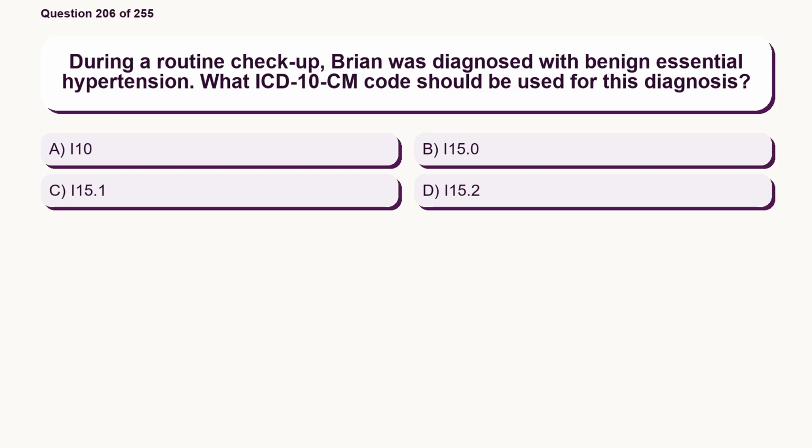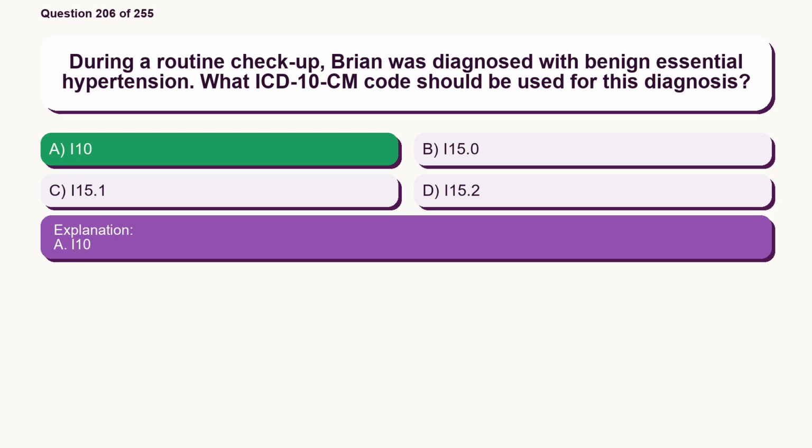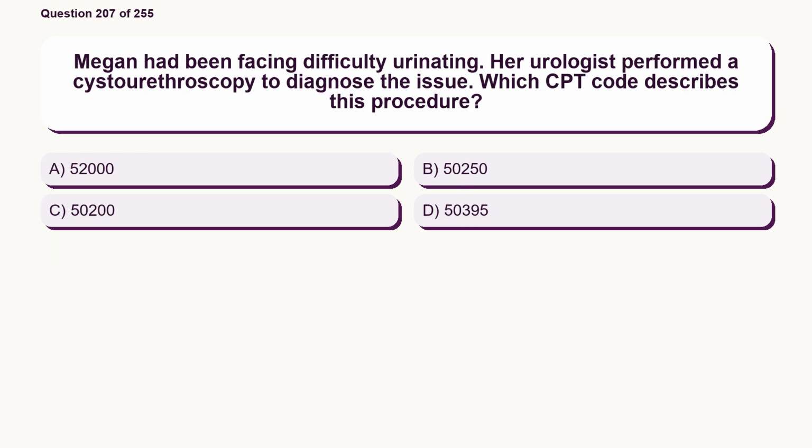During a routine checkup, Brian was diagnosed with benign essential hypertension. What ICD-10-CM code should be used for this diagnosis? Option A, I10. Option B, I15.0. Option C, I15.1. Option D, I15.2. The correct answer is option A, I10. Question 207.